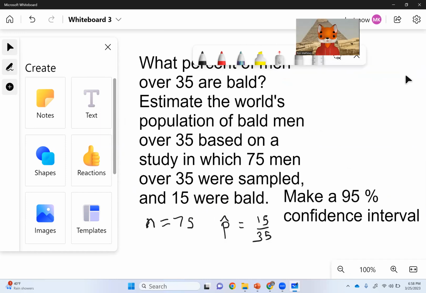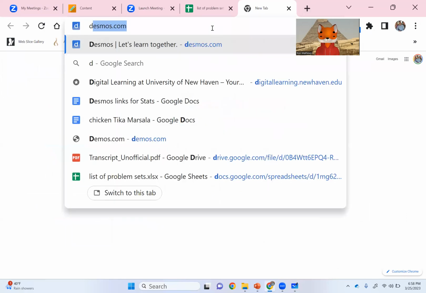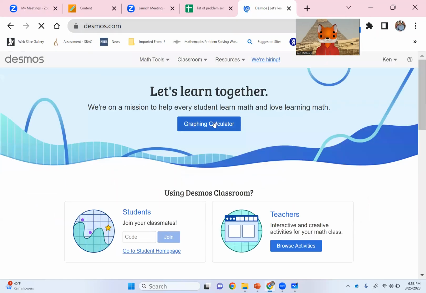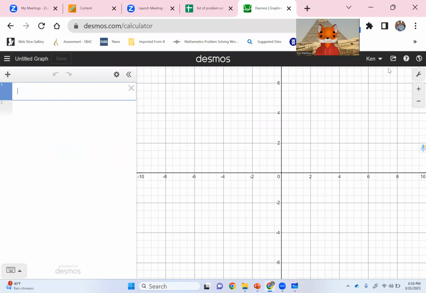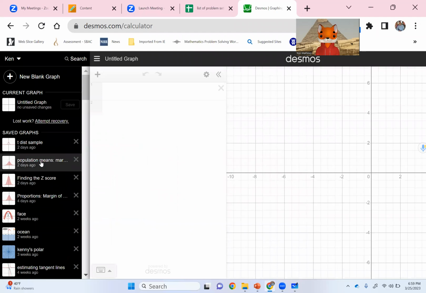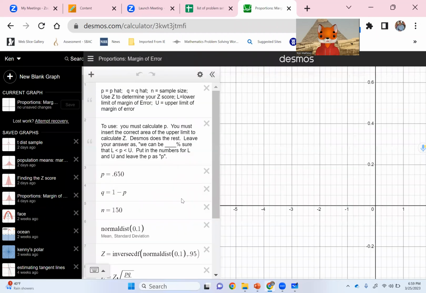All right. So we need to know that p hat is 15 over 35, and we need to know that n is equal to 75. Now that we know that, let's go to Desmos. Let's learn together. Okay, now I'm logged in, but this isn't what I want. I want to find out how to do not the population means, but the proportions with margin of error. Okay, so I'm going to open this graph.